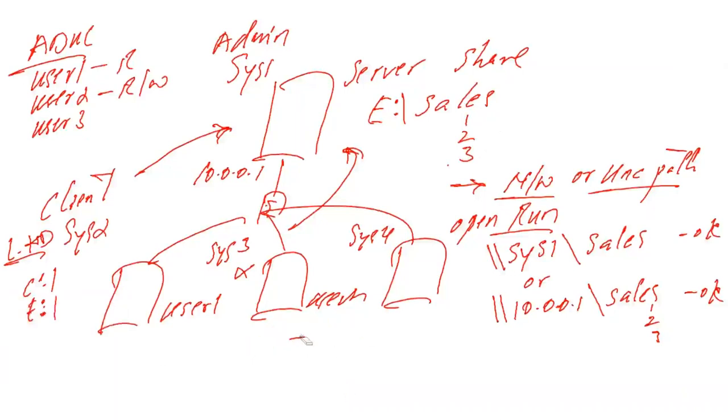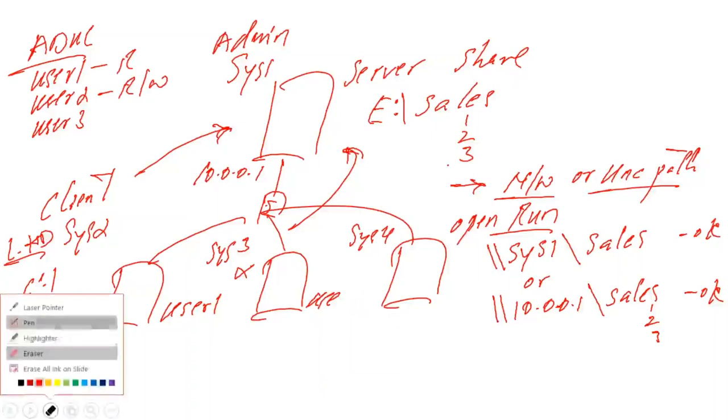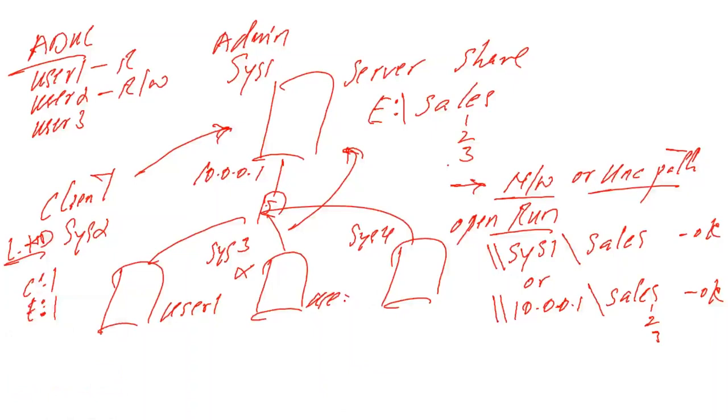So write down: in system 2 client computer, login as user 2. Access the share folder by using UNC path.